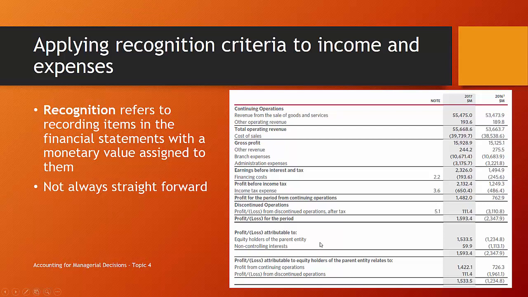For our purposes, we don't talk much about non-controlling interests, so we won't touch on that here. For those that are doing further accounting, you will talk about non-controlling interests, and then they talk about just the breakdown of this equity holder, or the equity holders of the parent. So this section down the bottom here is not something we really need to focus on.